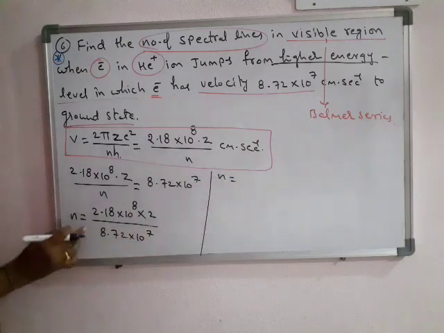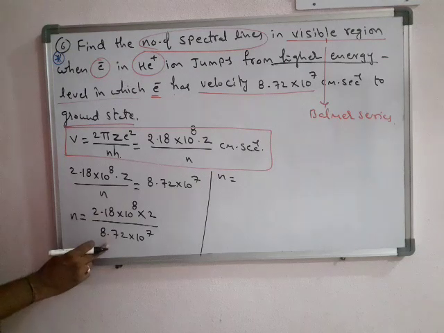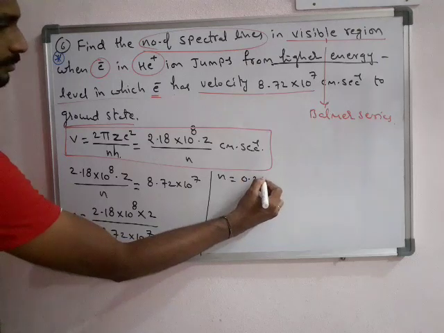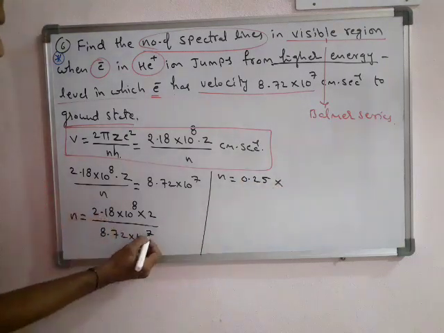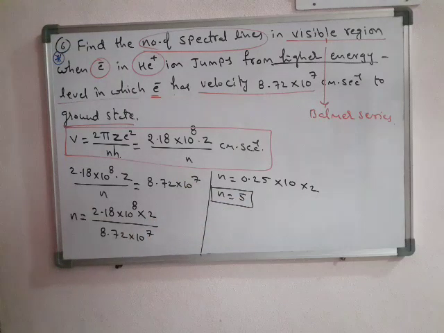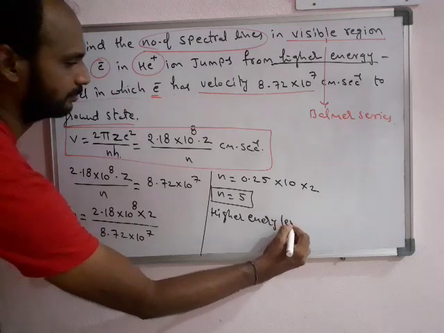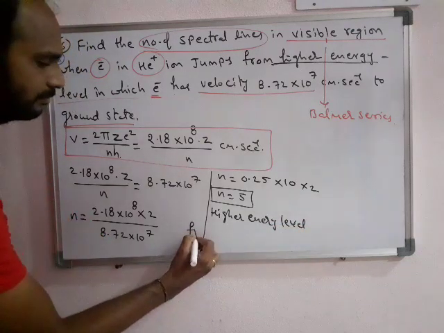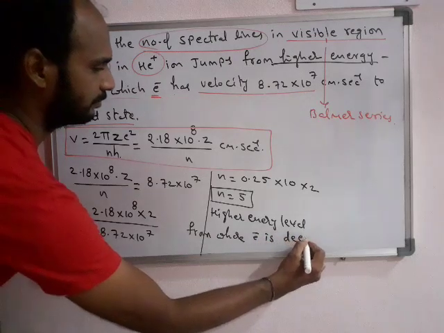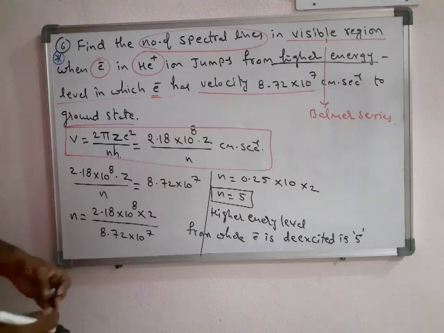So 2.18 by 8.72 is approximately 1 by 4, that is 0.25. So we get n equal to 5. Means the number of orbit is 5, the higher energy level from where the electron is de-excited is 5. That is, the electron de-excited from the fifth level to the ground state.